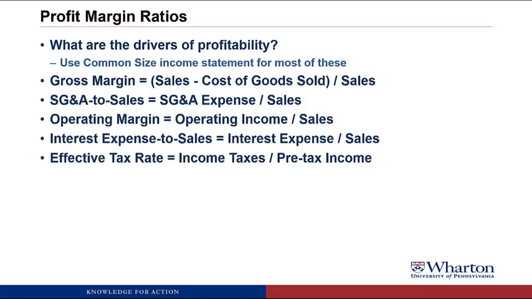We're going to look at gross margin, which is sales minus cost of goods sold divided by sales, which gives us a sense of the markup of the selling price over cost. We'll look at selling, general, administrative expenses to sales, so SG&A expense to sales, to get a sense for how much operating expenses are as a percent of sales. The combination of those two is operating margin, which is operating income over sales. Then we'll also look at the ratio of interest expense to sales and something called the effective tax rate, which is income taxes divided by pre-tax income.